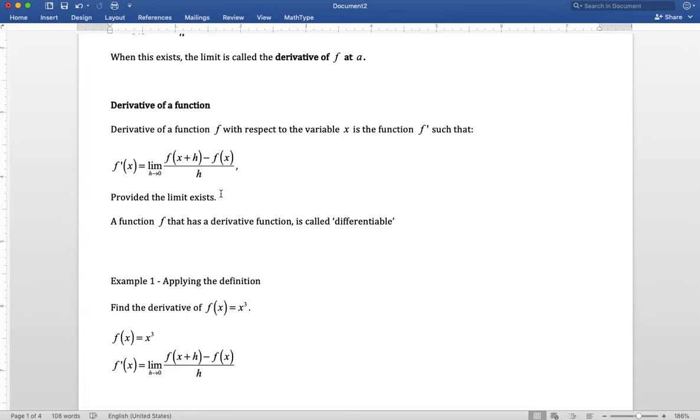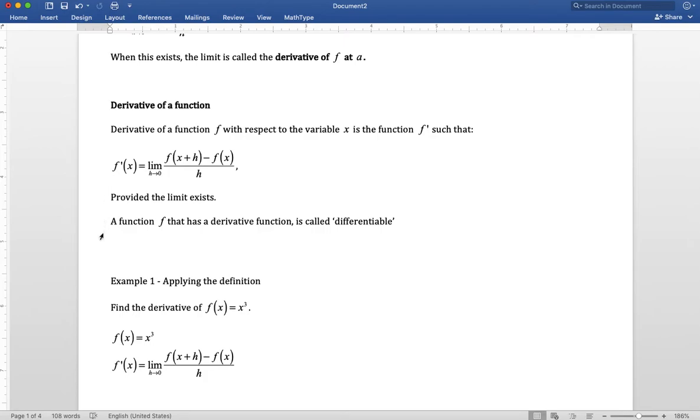We saw this with a preview before when we had some value a and we kept it in terms of a variable rather than substituting in a specific value. Now we're saying that f prime of x, the derivative of f of x, is this limit, provided the limit exists. That means left and right sides match up. So the slope is going to work out.